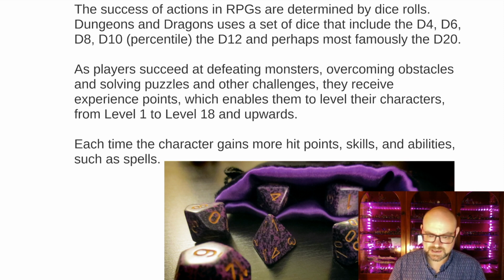Roll the D20 and you have to get more than a certain number. Sometimes the DM will tell them what the number is. Sometimes it'll be kept secret. So the player rolls the dice and then they add their charisma bonus, so their stat bonus, right?